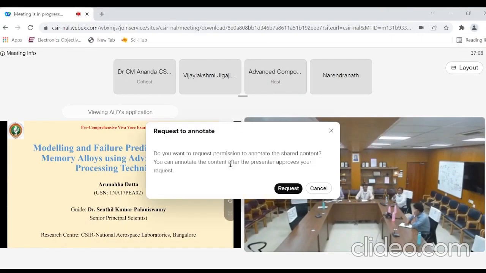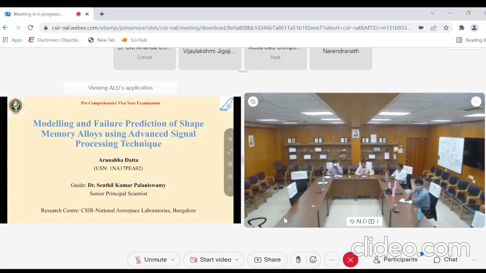Good afternoon, my respected sir, my DC committee members, and myself, Arunabh Datta. I am doing my PhD under the guidance of Dr. Senthil Kumar Palaniswamy sir, and my research center is CSIR National Aerospace Laboratory under Visvesvaraya Technological University. My topic is modeling and failure prediction of shape memory alloy using advanced signal processing.